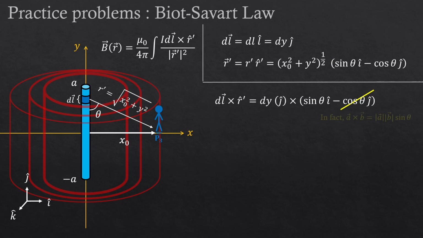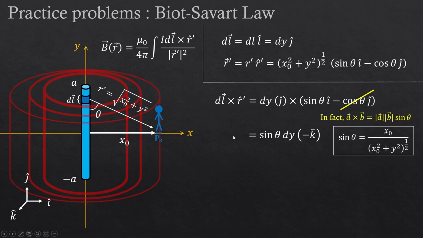And in fact, this is related to how we learned that cross product of two vectors is equivalent to the multiplication of the magnitudes of the two vectors multiplied by sine theta. You know that, right? Try it by yourself and see if you get the sine theta dy with the minus k direction. Now, if you look at this triangle, you can tell that sine theta is equivalent to x naught over square root of x naught squared plus y squared. It's just trigonometry. So we can replace this sine theta with this expression.